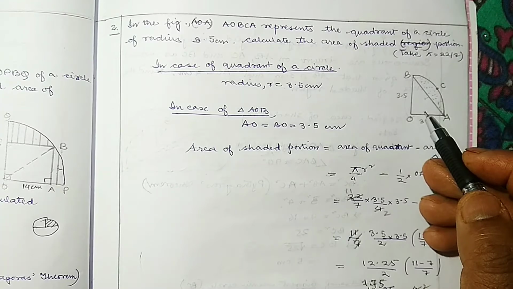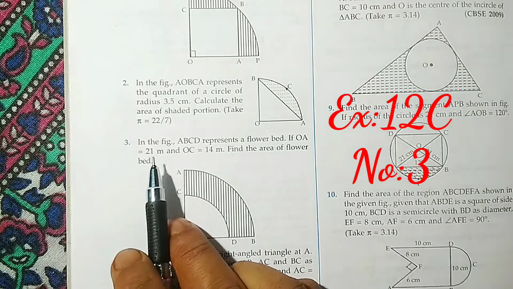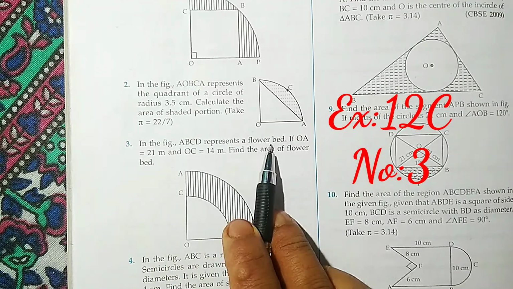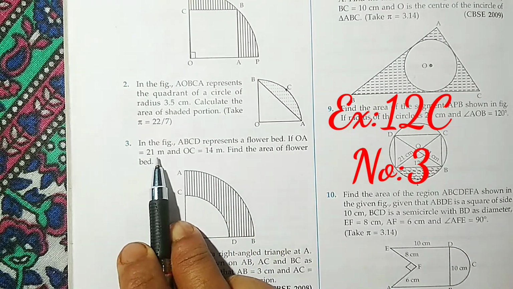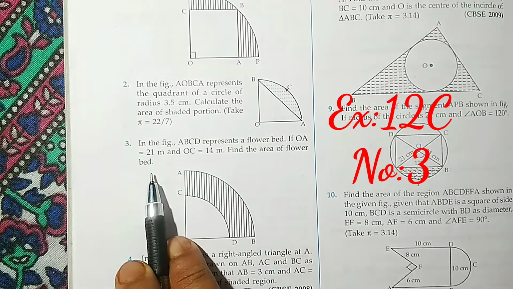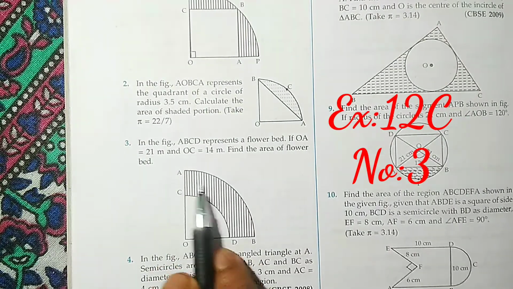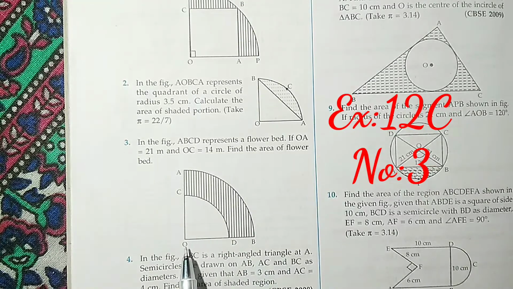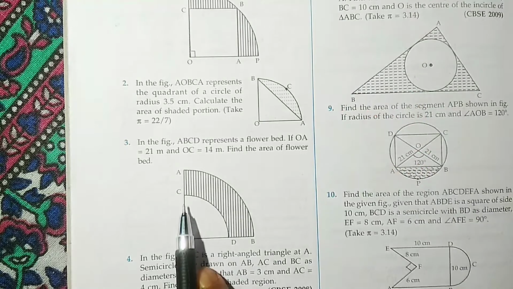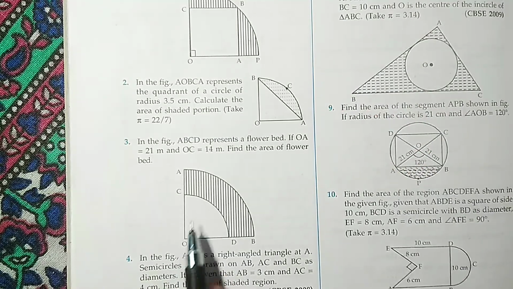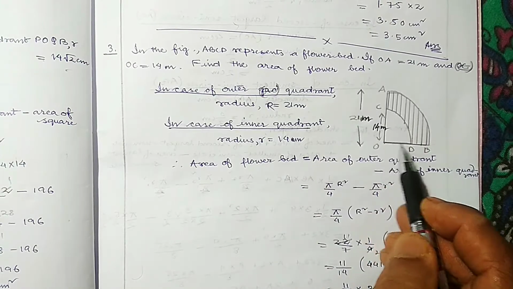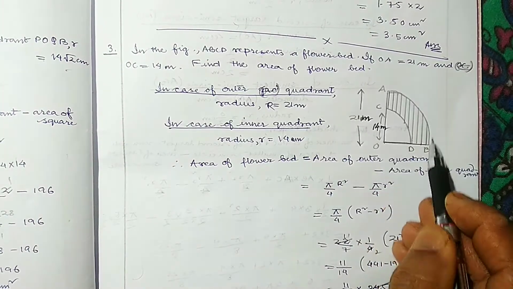Now let me discuss question number 3. In question number 3 it is given in the figure ABCD represents a flower bed. If OA equals 21 meter and OC equals 14 meter, find the area of the flower bed. So this is the flower bed and here it is given OA from here to here, this length is 21 and OC is 14 meter and we have to find the area of this flower bed. Here you can see two quadrants are there. This is smaller quadrant and this one is bigger quadrant.